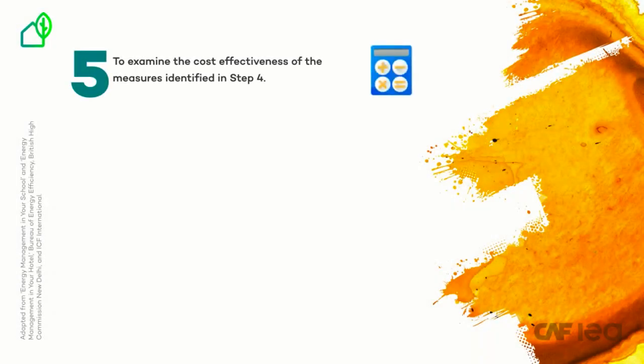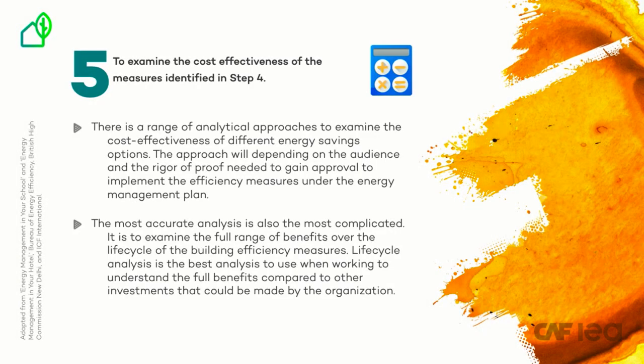Step 5 is to examine the cost-effectiveness of the measures identified in Step 4. There is a range of analytical approaches to examine the cost-effectiveness of different energy savings options. The approach will depend on the audience and the rigor of proof needed to gain approval to implement the efficiency measures under the Energy Management Plan. The most accurate analysis is also the most complicated. It is to examine the full range of benefits over the life cycle of the building efficiency measures.